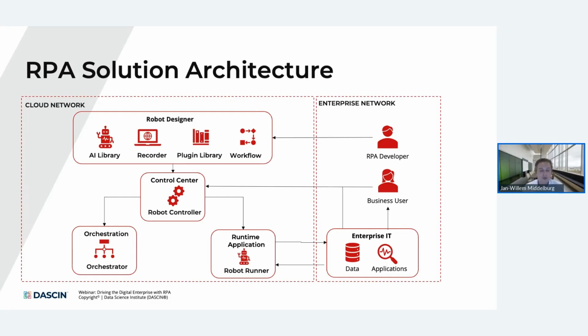So through Control Center, we basically manage two main things. We manage orchestration and the number of robots that are actually executing work at any given time. And we manage the runtime applications, or what we refer to as the robot runners, that actually execute the work. You can think about orchestration as a higher level that ultimately gives the commands to the runtime application and vice versa.